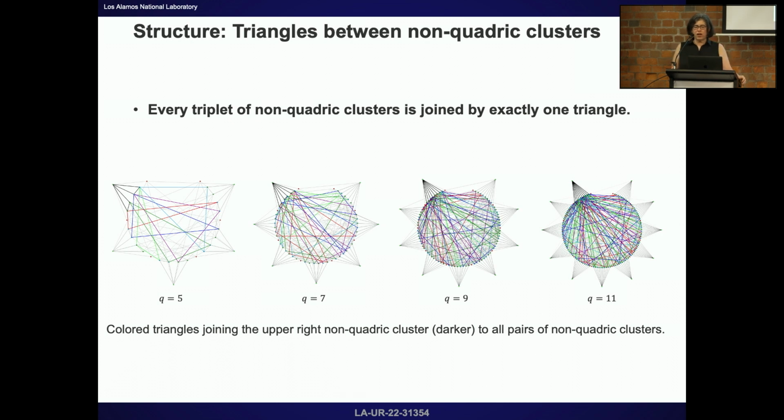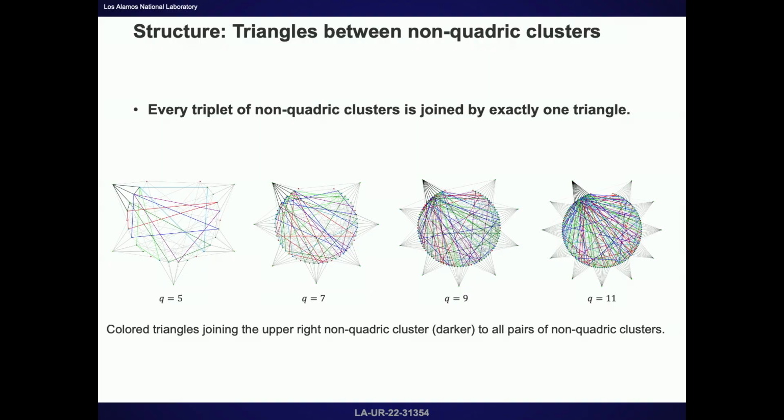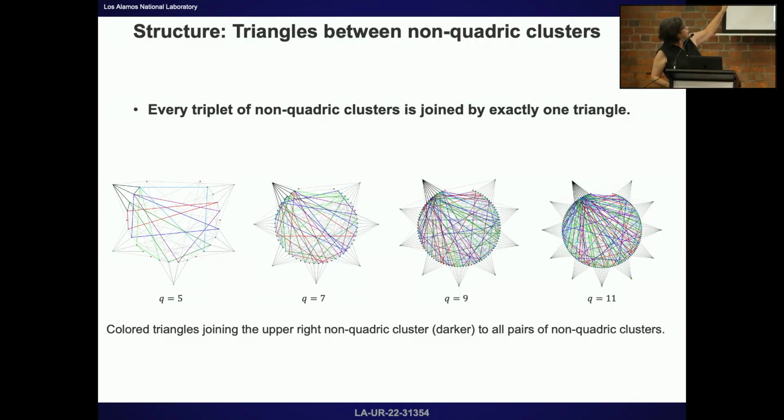Triangles between non-quadric clusters. Now it's a fact that if you take any triplet of these non-quadric clusters, there's exactly one triangle that joins them. And it took us a month to prove that. We'd like to be able to exploit it in some way. We haven't thought of how, but it's an interesting mathematical fact. And what I'm showing here is just taking that top left cluster, and I've drawn the actual triangles connecting it to pairs of other clusters.